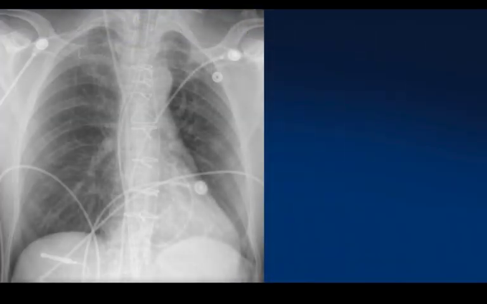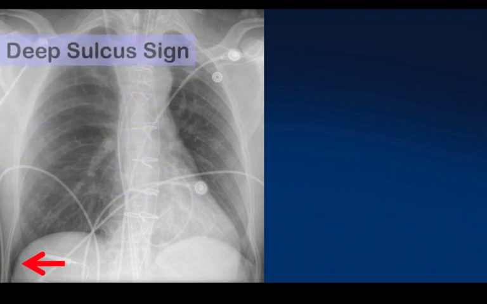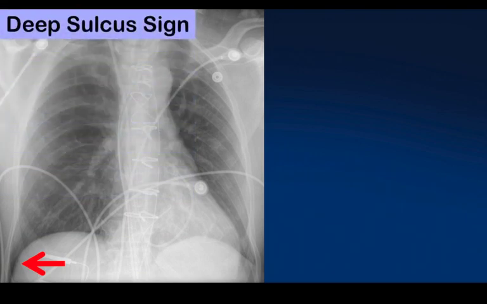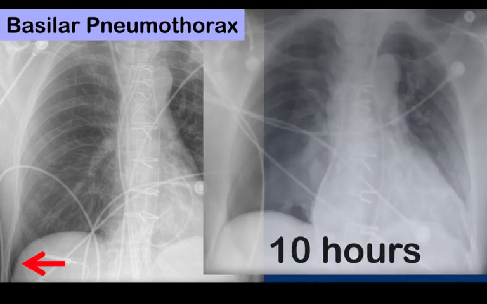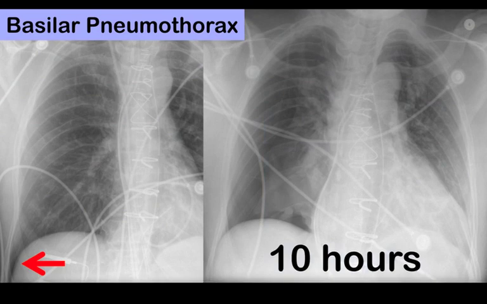Patient who had just recently undergone cardiac surgery. This was their first postoperative film. Notice that the lateral margin of the diaphragm appears to be more sharp, more lucent, and deeper than the contralateral sulcus. This is, of course, an example of the so-called deep sulcus sign, which is a finding of pneumothorax in the lung bases in a supine patient. And see, 10 hours later, the patient has a much more substantial pneumothorax, which then required chest tube drainage.